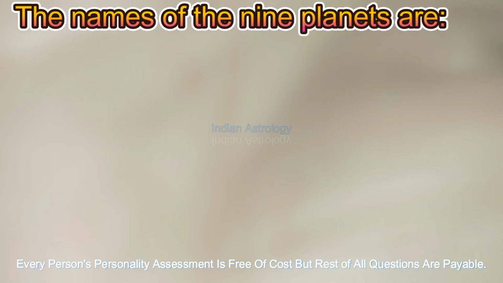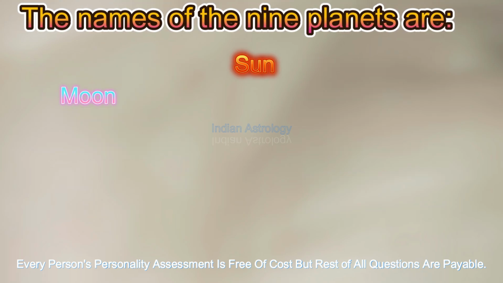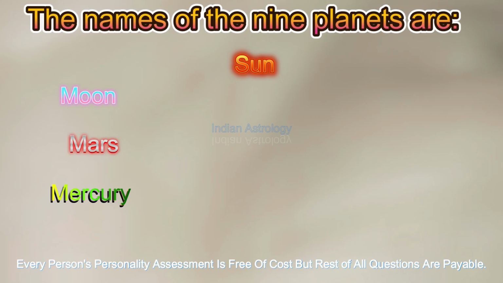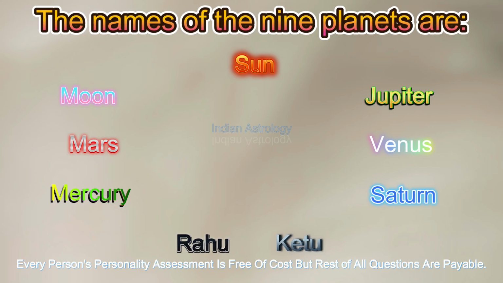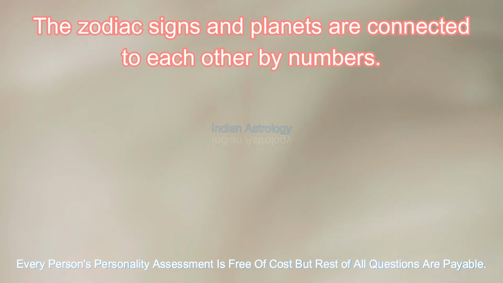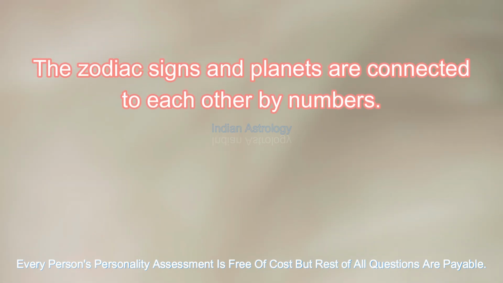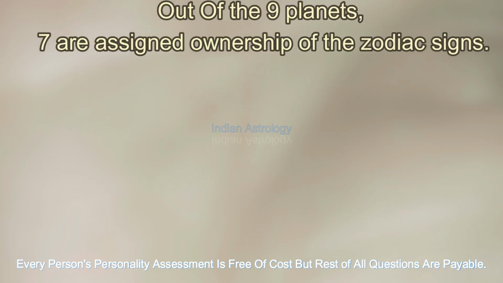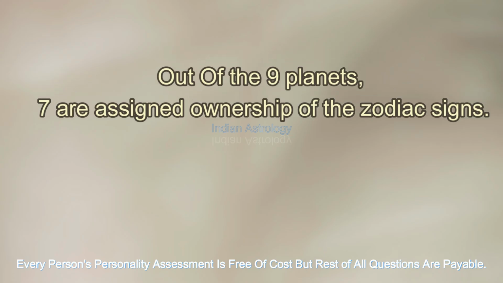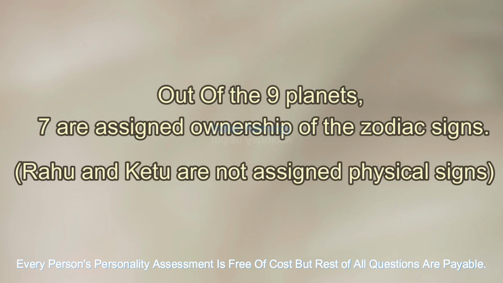The names of the 9 planets are Sun, Moon, Mars, Mercury, Jupiter, Venus, Saturn, Rahu, and Ketu. Among these, Rahu and Ketu are called shadow planets. The zodiac signs and planets are connected to each other by numbers. This is referred to as the ruling planet of the zodiac sign. Out of the 9 planets, 7 are assigned ownership of the zodiac signs. Rahu and Ketu are not assigned physical signs.